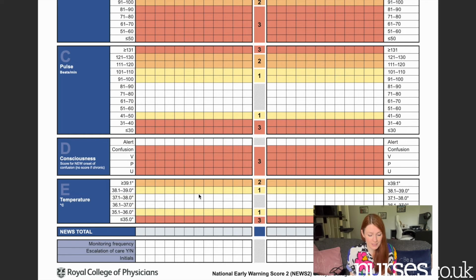So personally, I think the numbers should be different, but anyway, there's a lot of research, a lot of evidence, a lot of statistics that's gone into this chart to make it the way it is. And that's why there's all these ranges. But think with your head and clinical judgment, like I said.